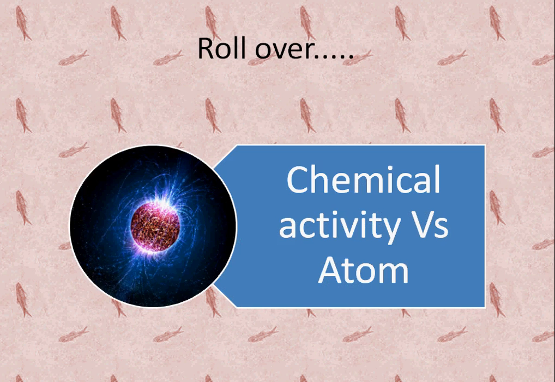Thank you. So friends, in the next session we are going to meet with the topic chemical activities versus atom. I just want to make you learn about the relations between the chemical activities of an atom, what they do, why there is a combination of elements making a compound, and how these chemical reactions, the bondings, the ionic bondings, the covalent bondings are formed. So friends, let's meet in the next session.